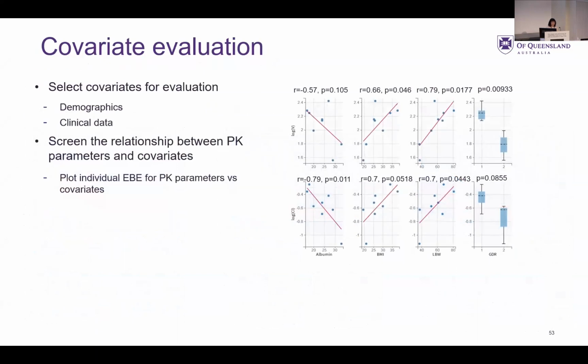Then I moved on to the next step, the covariate evaluation. Because my data had quite a few different covariates, testing them one by one would be time consuming. So we screened the relationship between the individual predicted PK parameters from the base model and the covariates. Then I selected only those covariates that show a strong correlation, with an R value greater than 0.5, and also significance with P values less than 0.05. That reduced the number of covariates I need to test. So I only need to test albumin on the clearance, lean body weight on the volume of distribution, and the gender effects.